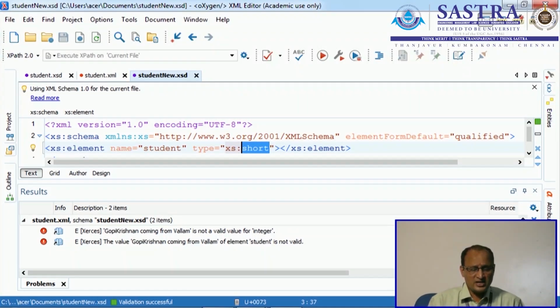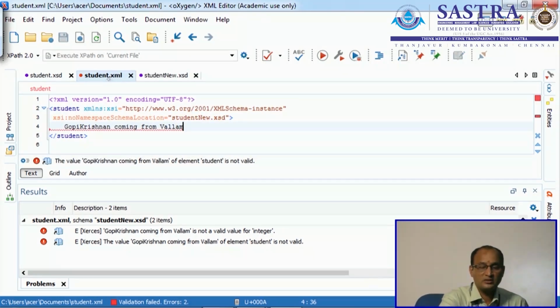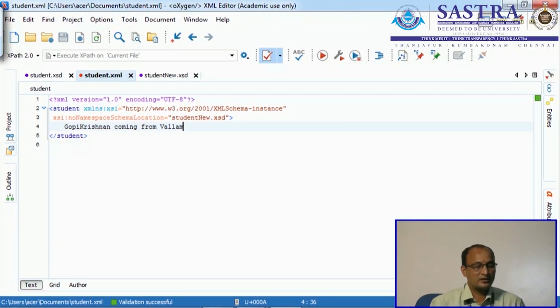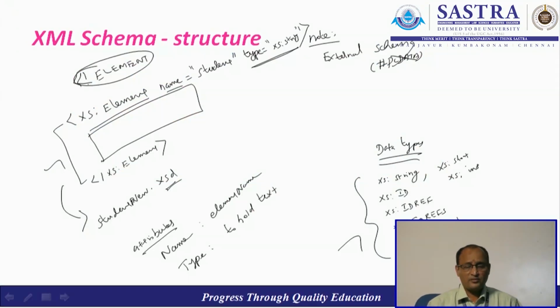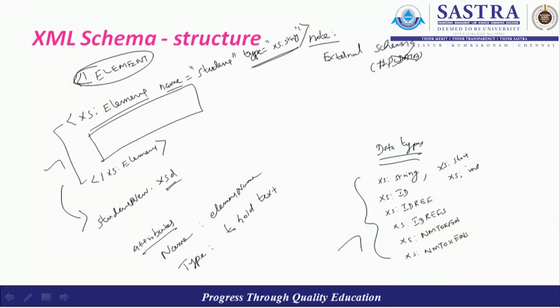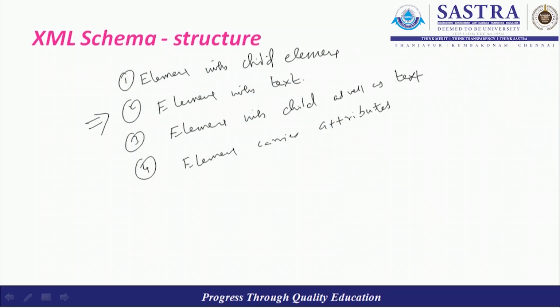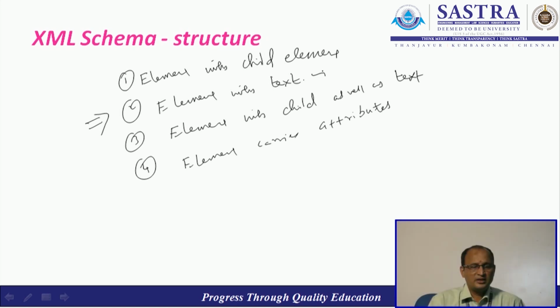If I change this to string, now it won't show any error message. Coming back to this, validate, yeah, this is valid text. So I have explained how to define an element. This is element with text we have completed. So this is the way an element and its text can be validated.